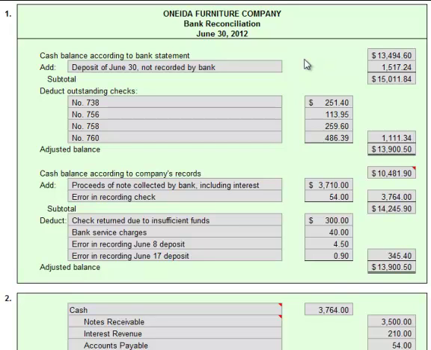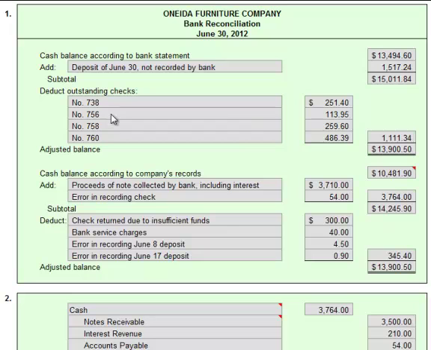Okay, so the cash balance according to the bank statement is $13,494.60, coming from the bank statement where it says new balance and that amount. Then we have a deposit of June not recorded by the bank. These are deposits in transit, deposits that you made and recorded in your records but that didn't clear the bank yet, so they don't show up on the bank statement. So we have that one right there of $1,517.24.